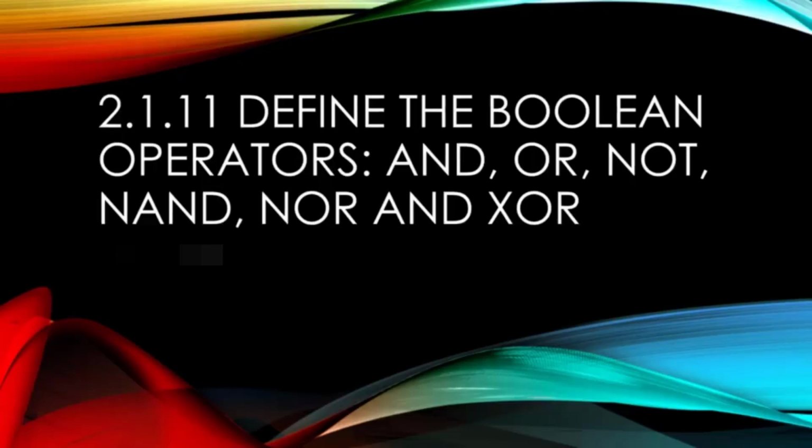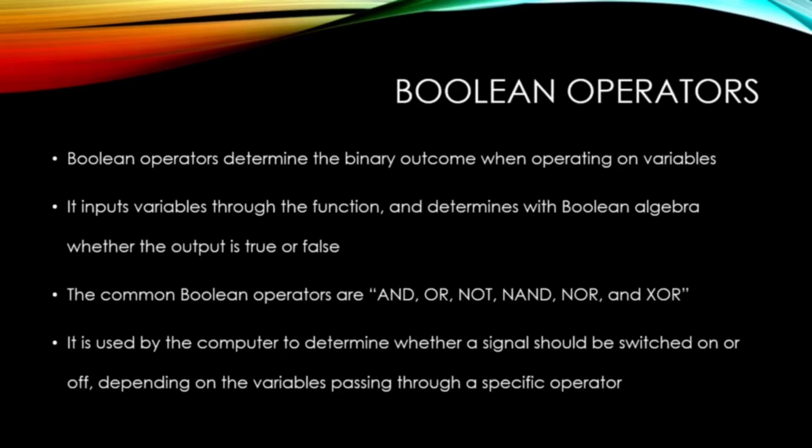This is 2.1.11. Define the Boolean operators AND, OR, NOT AND, NOT OR, and exclusively OR. Boolean operators determine the binary outcome when operating on variables. It inputs variables through the function and determines with Boolean algebra whether the output is true or false.